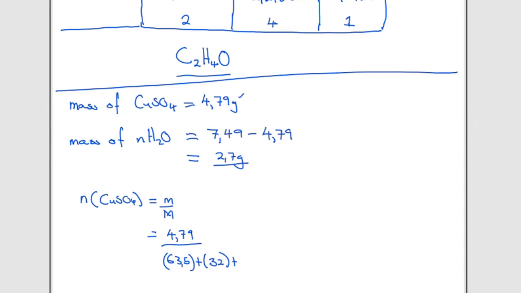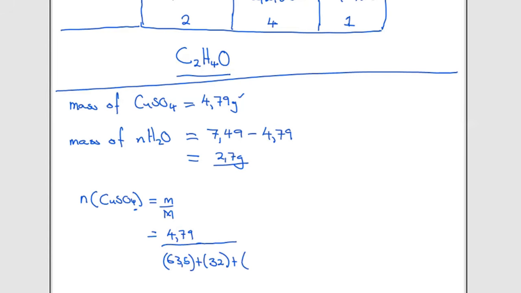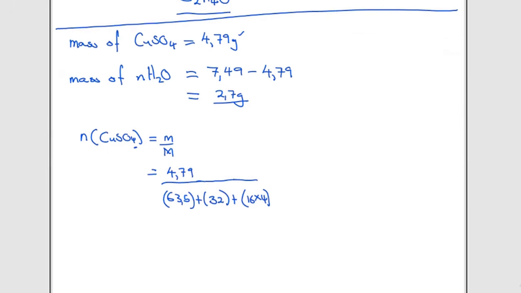Then I'm going to say plus our oxygen there, right? We can see we're having how many oxygens? 4 of them, right? So our oxygen is 16, so I'm going to say bracket 16 multiplied by 4, right? So if we do our math, this is the same as 4.79 all over the value of 159.5, right? So if we do 4.79 divided by 159.5, we're actually going to get a value of 0.03.